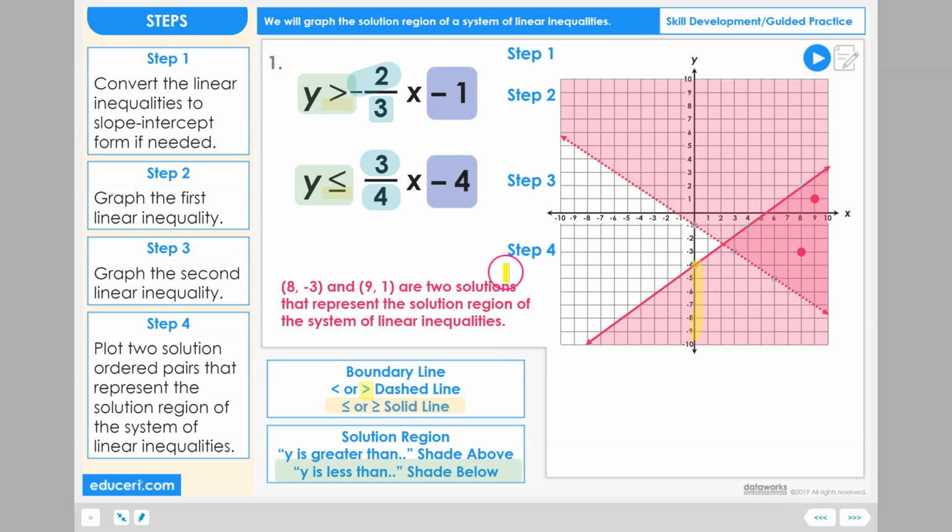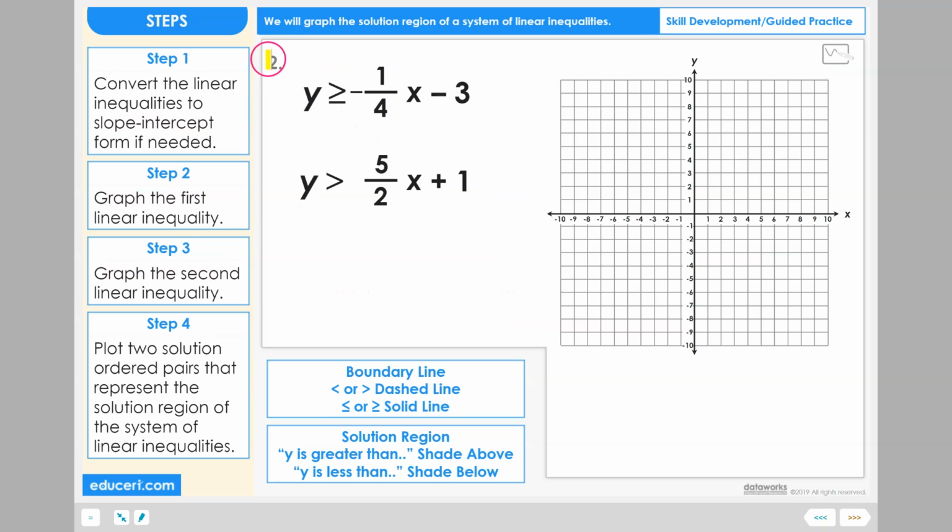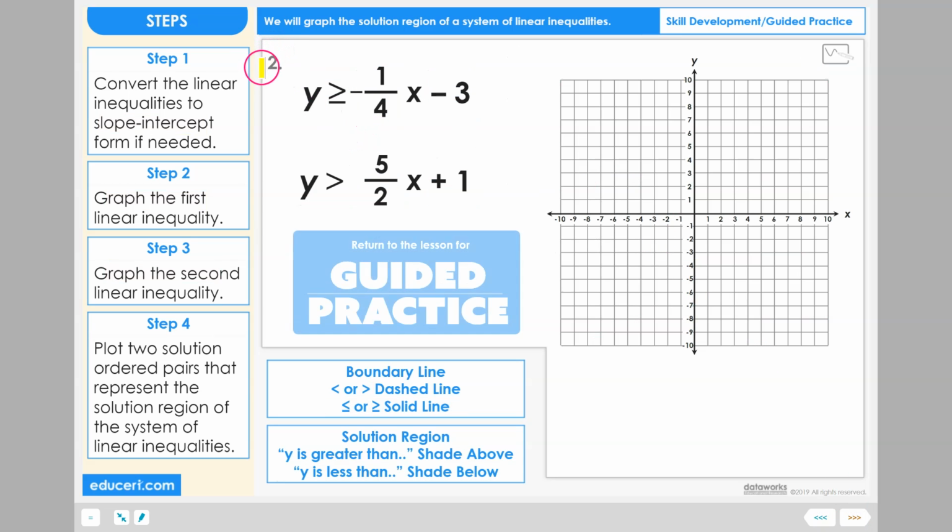To graph the system of linear inequalities, first we needed to make sure that the linear inequalities were in slope-intercept form, and then we graph each individual linear inequality, the first one and the second one, and then we interpret the solution region of the system by looking for the overlap of the two inequality graphs. You are now ready to graph the solution region of the system of linear inequalities in problem number 2.